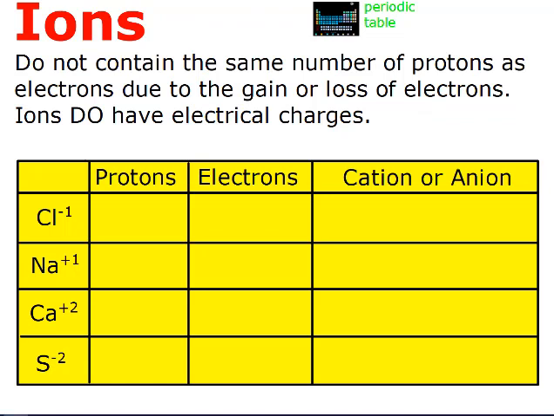So an ion does not contain the same number of protons as electrons due to the gain or loss of electrons. You can only lose and gain electrons. Protons remain the same because that's what identifies what element you have. Therefore, ions have charges. So for this first one, we would say chlorine.